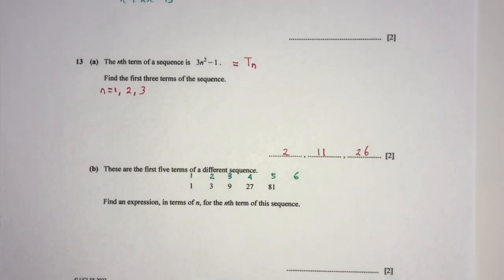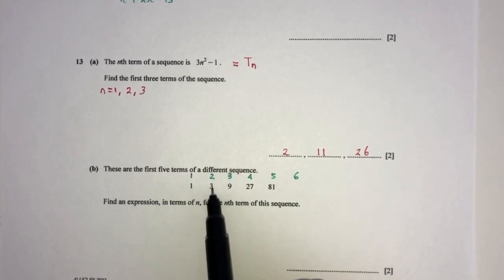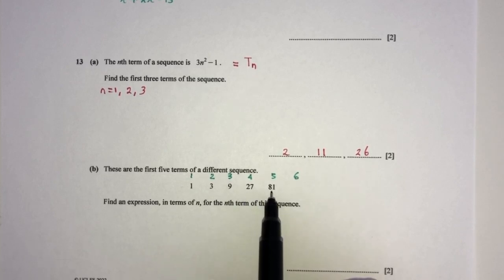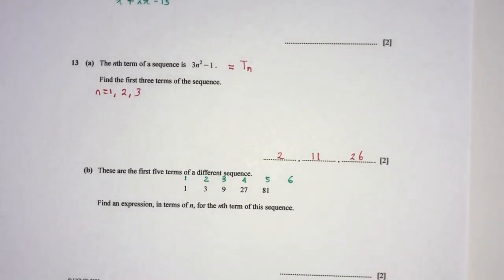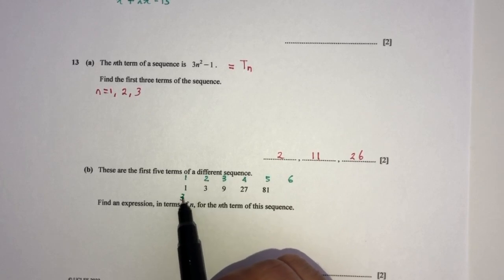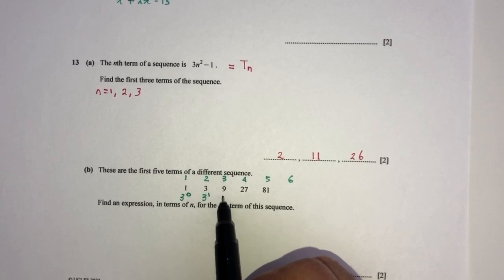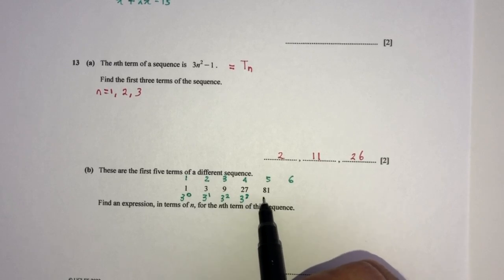So by observation you can see here we have what? 1, 3, 9, 27, 81. It seems that they are all multiples of 3, or powers of 3, right? If you can deduce this by observation, that is what? What is 1? 1 is 3 power 0. What is 3? 3 power 1. What is 9? 3 power 2. 27, 3 power 3, 3 power 4.